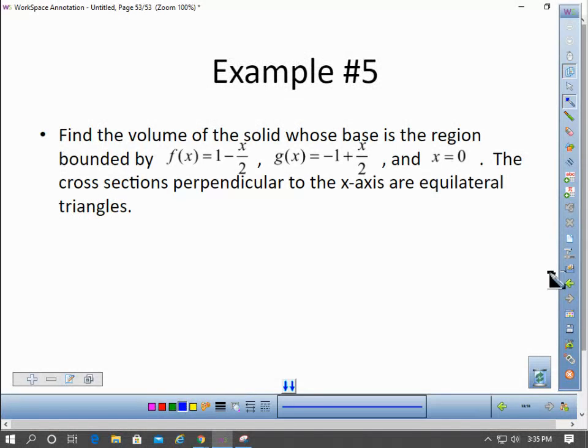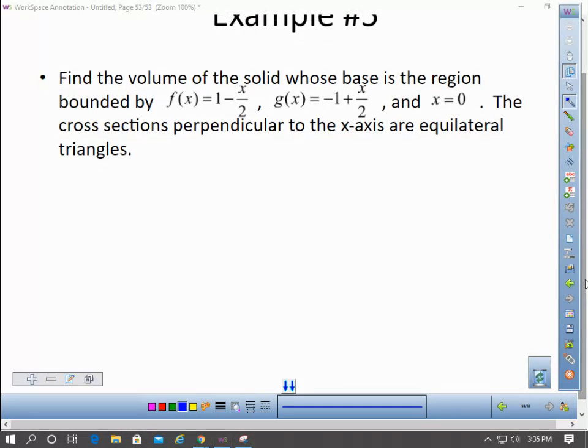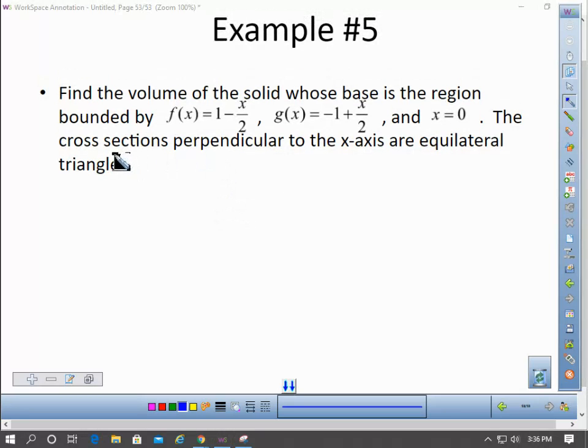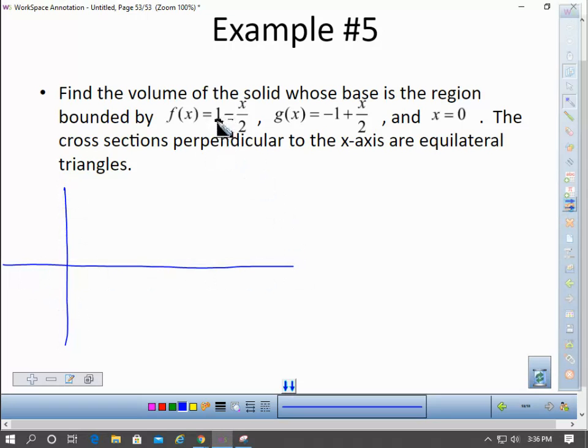All right, so I think this is the last one here, number 5. So we want to find the volume of the solid whose base is the region bounded by each of these 3 curves. So this first curve is 1 minus x over 2. So that tells me we have a y-intercept of 1, and our slope is -1/2. So if my slope is -1/2, that means I'm going down 1 over 2. So this hits right here at 2, right? My slope is -1/2, so down 1 over 2.